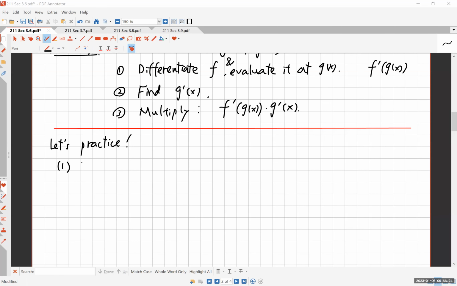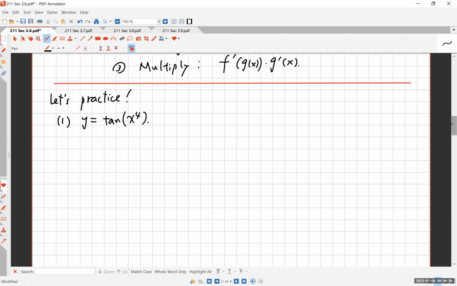All right, so let's practice. The first question, y is equal to the tangent of x to the fourth. By the way, for each of these practice questions, you may want to just pause it after I pose the question, and then try to work it out. And after you think you are done, you may want to look at the rest of the video. All right, so at this point, you can pause this and then come back when you have solved the problem.